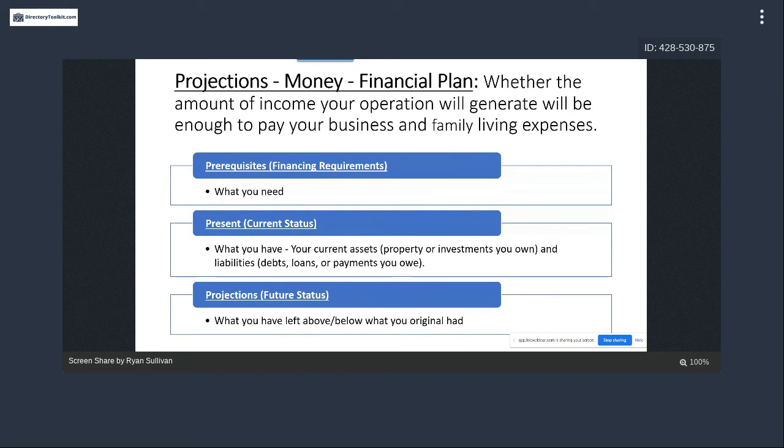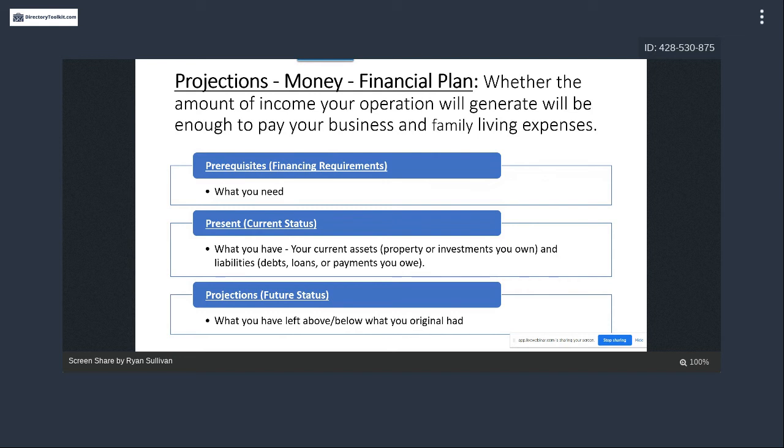Once you have the prerequisites set, you need to know where you're at in the current status. So it's basically what do you have right now? What are your current assets? This becomes very crucial when you're making that decision, especially for loans. If you're trying to get a business loan, what are your current assets, the property and investments that you own, and then the liabilities and debts, loans, or payments that you owe somebody? What do you currently have, both for your individual and your business? Although they're separate, those come into play when you're trying to get a loan, or even when considering family or friends donating money for your business. They want to know where you're at. So this will always come up. Present: where are you at right now?